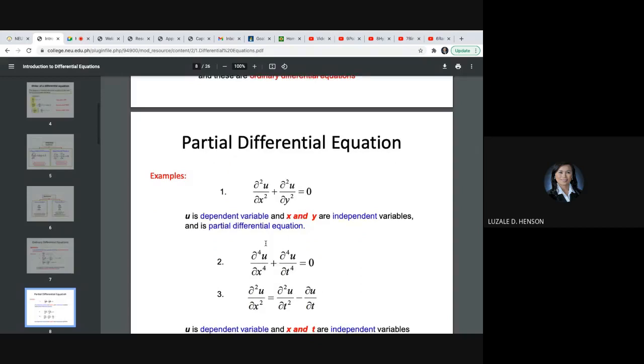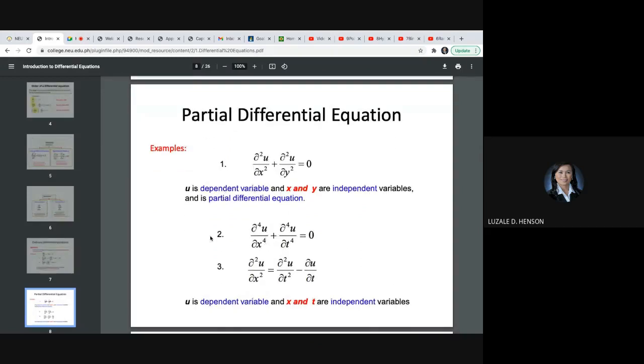Our partial differential equations, these are other expressions of partial differential equations. You have, in this case, u as the dependent variable, and x and y are independent variables. In this case, u is the dependent variable, and you have x and t as our independent variables. This one is the same thing.